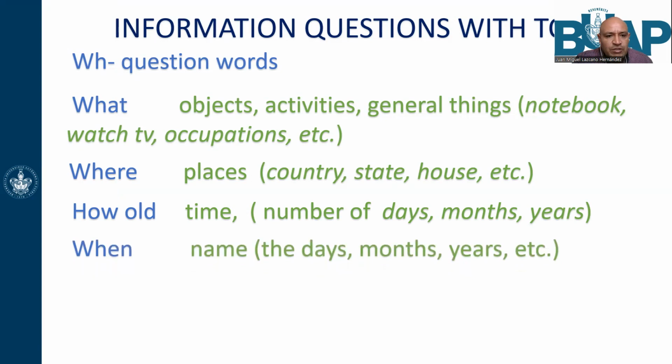The next one that we're going to see is when. This one is going to be used when we want to know about the name of the days, the months, the years, etc. And the last one that we're going to see today is going to be why. This question word is going to be used when we want to know about the reason of something. Let's see some examples.